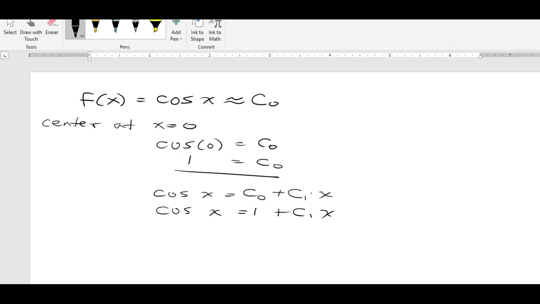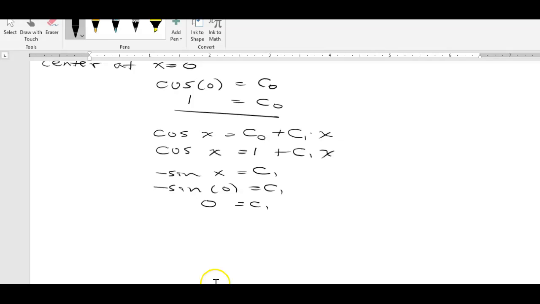But now we want to figure out that slope. And so we think about slope as in the derivative, and we take the derivative of cosine and get negative sine. We take the derivative of this linear function over here, and of course the derivative is the slope, so we just get c1. And since we're centering at 0, we compute what happens to c1 when x equals 0. Well, the sine of 0 is 0, and so c1 is 0. And we just keep up this process. We keep adding terms to our polynomial.